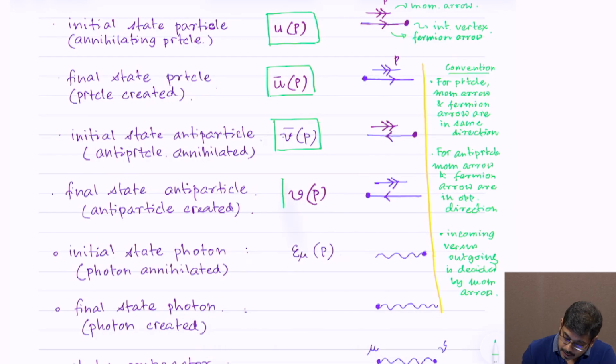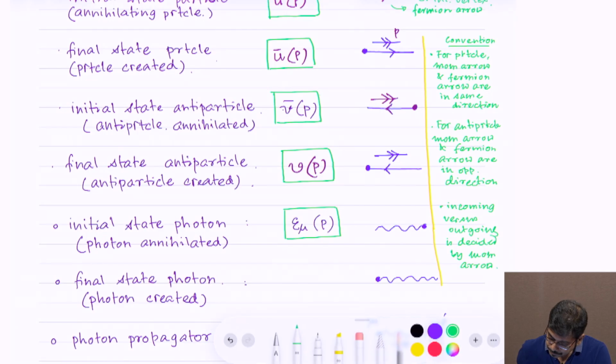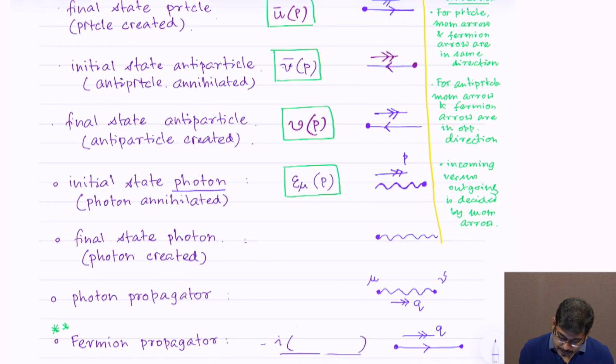Okay. So, now let us talk about the initial state photon. That means a photon which is getting annihilated. Once again, you remember the mode expansion. So, you can say that this is represented by epsilon mu of p, where the momentum p is flowing towards this vertex. And you see the fermion lines are the solid lines, and the photon lines, or the gauge boson lines, are wavy lines like this kind of lines.